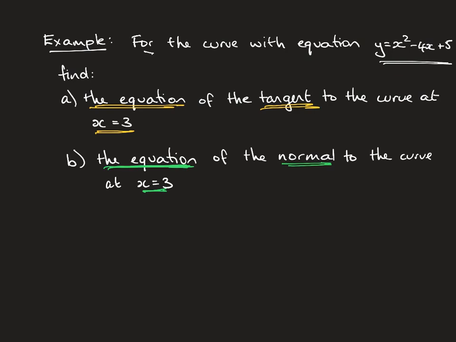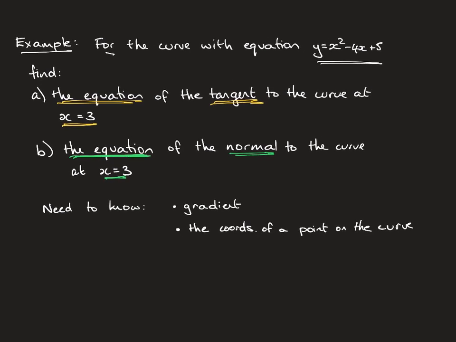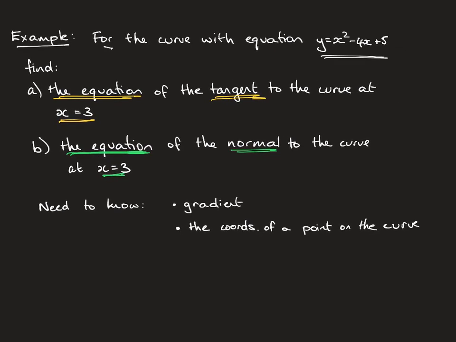Okay, so to find the equation of the tangent, we need to know two things. We need to know the gradient at that point, and we need to know the coordinates of one point on the curve. So our gradient is going to be f dashed of x, and the coordinates of the point on the curve are going to be our a value and our f of a. So let's find this for a.